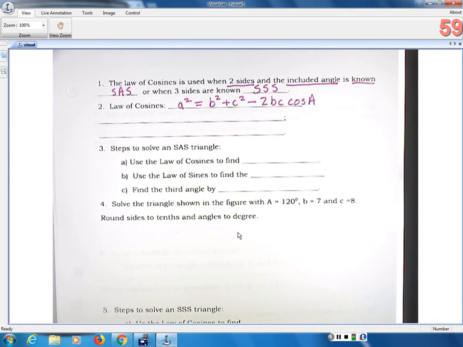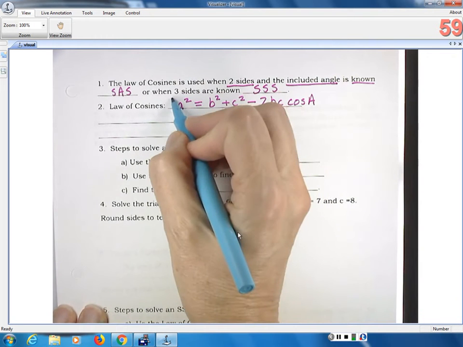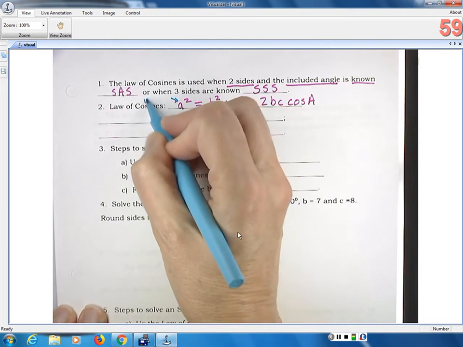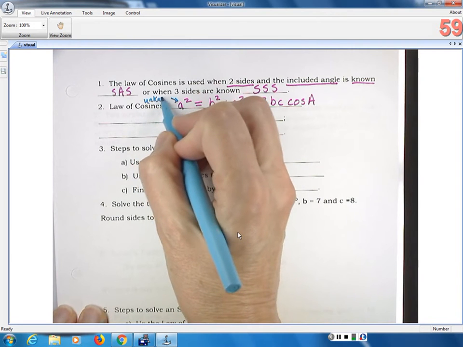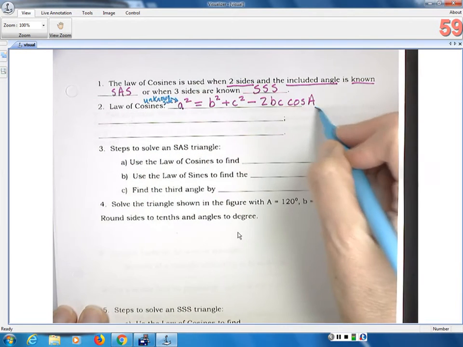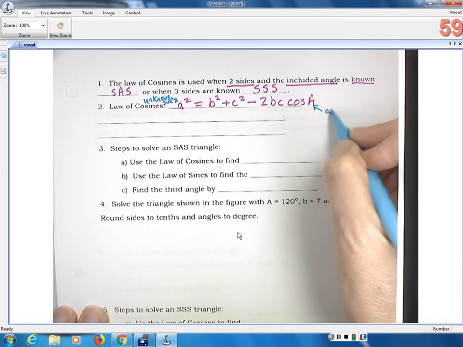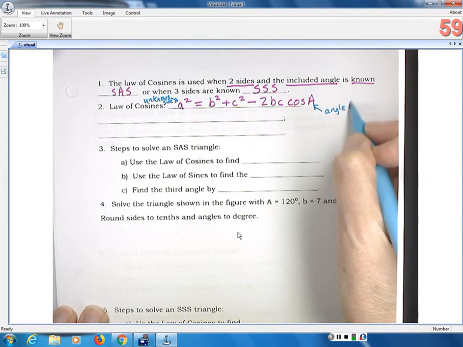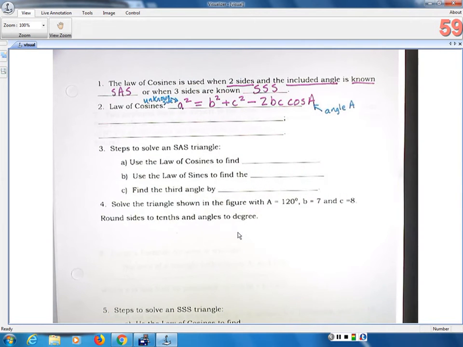Whichever side is the unknown side, this is going to be the angle. That's why we use angle A. So this can be rewritten.